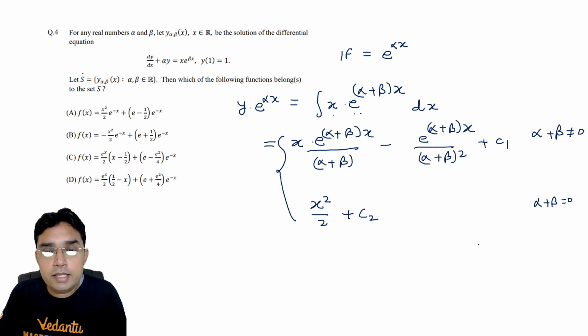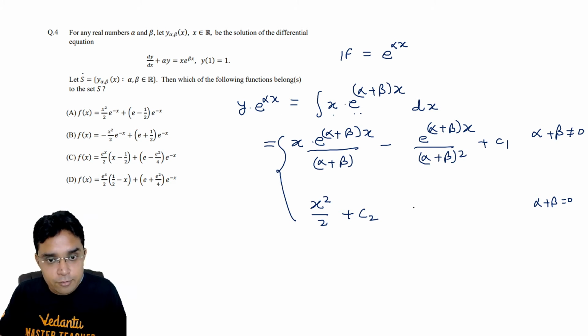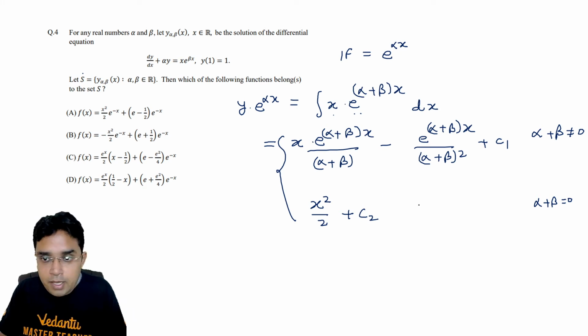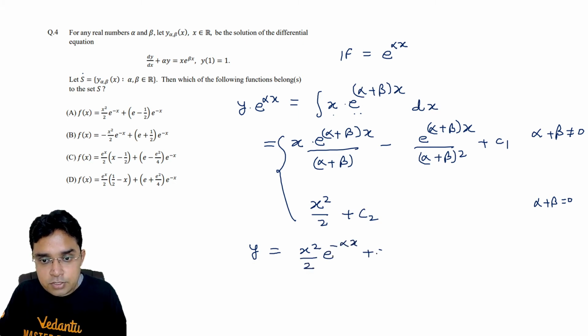Now, let us look at the options. My options are saying A, in which the power of e is minus x only. So this case can correspond to the second one, because in this case, if I divide by e power alpha x, we will get only one possible power for e. Let me write that first. So if I use the second case here, when alpha plus beta is 0, this y will be equal to x square upon 2 into e power minus alpha x plus c2 into e power minus alpha x.